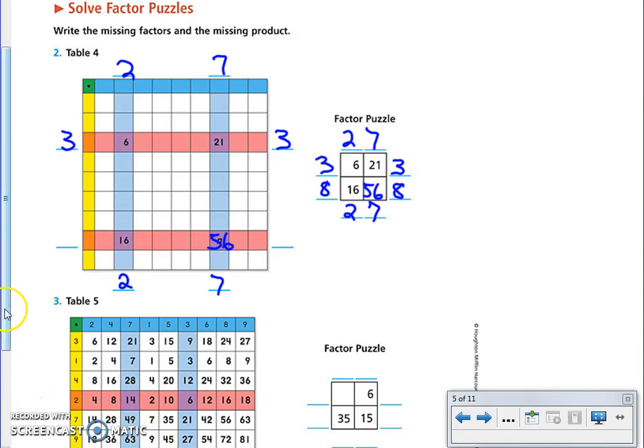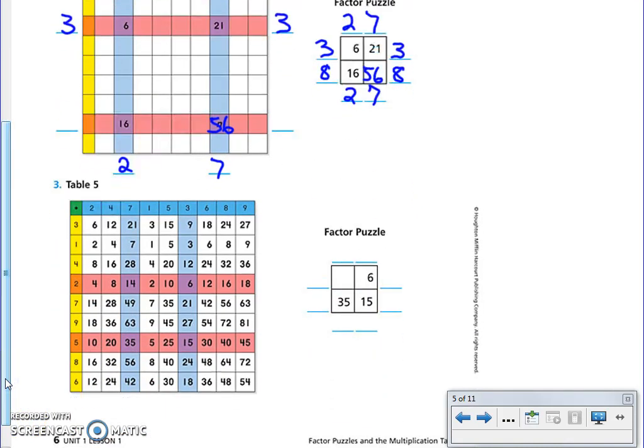So there's one more example. Now, for problem number 3 using table number 5, notice that this is a jumbled up multiplication table. It does not go in order, so be careful when you use it. However, it is highlighted. So why don't you take a second and try figuring this one out on your own.